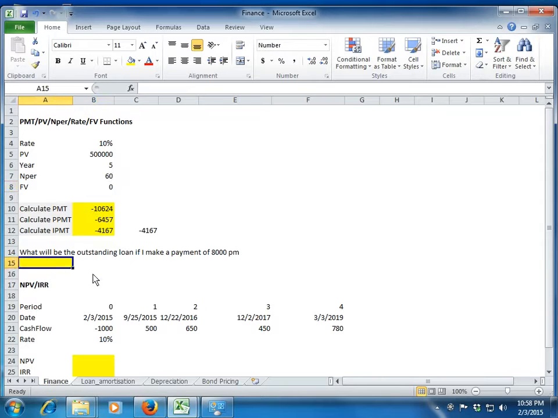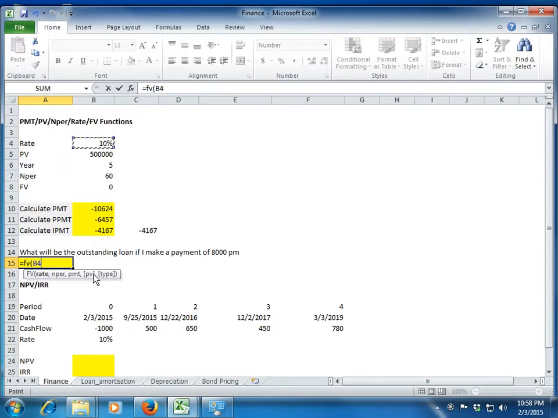In case, let's say, instead of making a monthly installment of 10,624, I decide that I will make a payment of only 8,000 per month. In that case, I want to see what the outstanding loan will be at the end of 5 years. So I will use future value. Why future value? Because I want to understand what the future value of this loan will be, given that I am making a payment of 8,000 rupees.